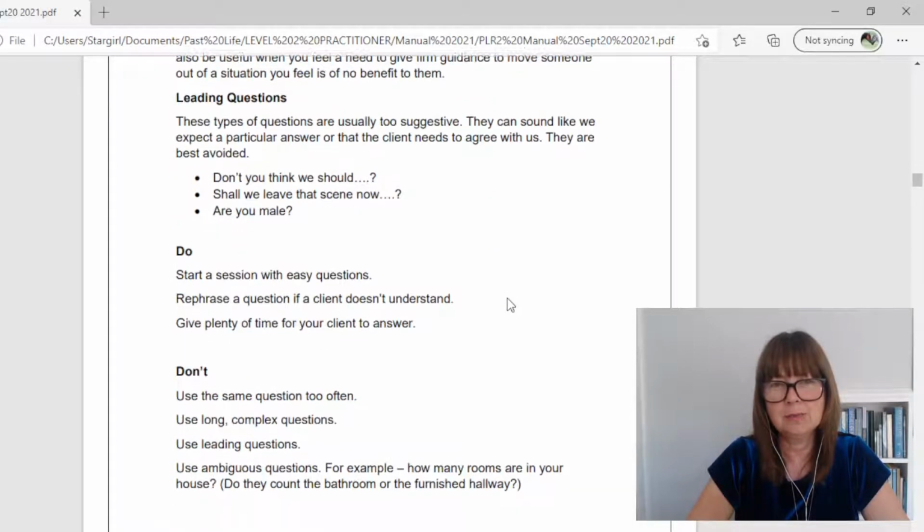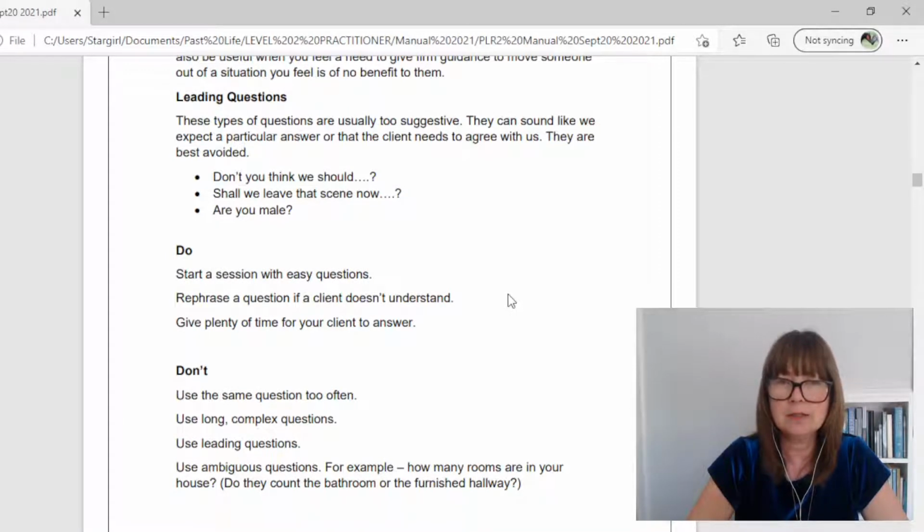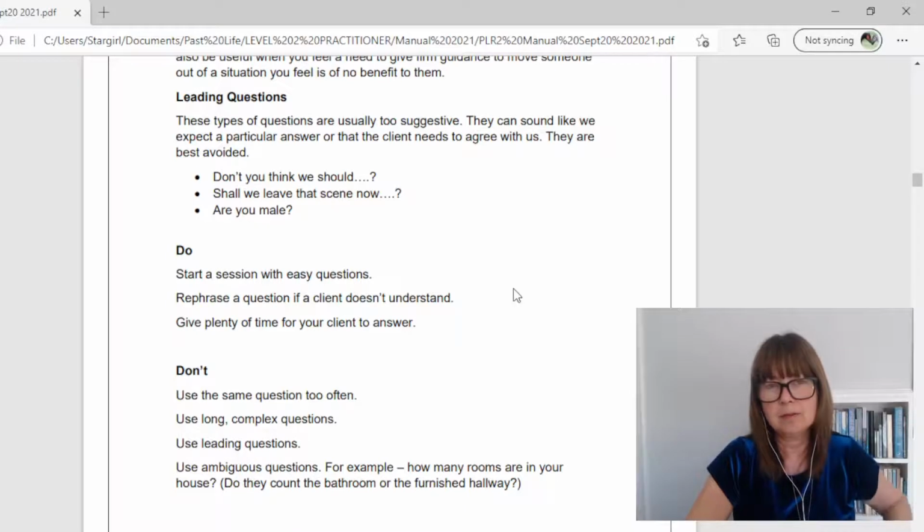Do start a session with easy questions. Do rephrase the question if your client doesn't understand, and do give plenty of time for your client to answer. Don't use the same question too often. I know we are often saying, what happens next, then what happens, then what happens. I mean, you might need to mix that up just slightly.